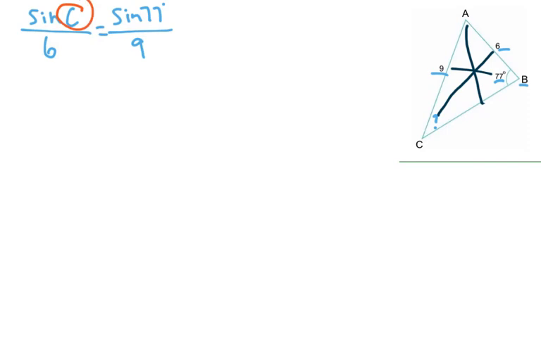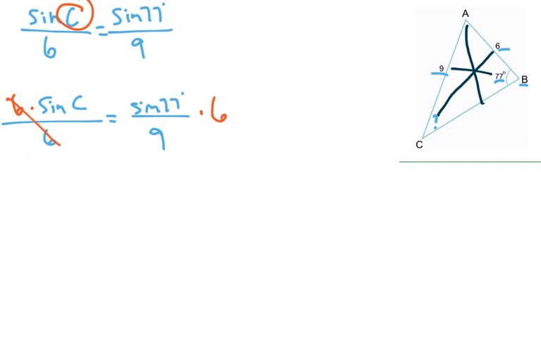So let's move on. Next step is multiplying both sides by 6. So 6 times the sine of C divided by 6 equals the sine of 77 degrees divided by 9 times 6. That cancels out on the left side, and we are left with the sine of C is equal to 6 times the sine of 77 degrees divided by 9.